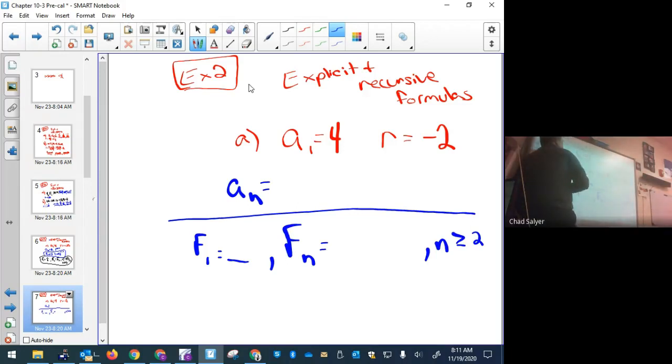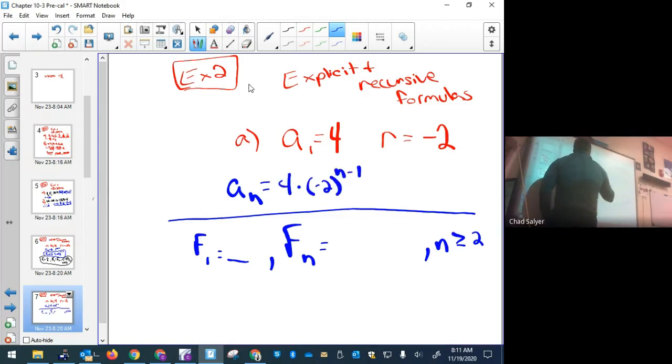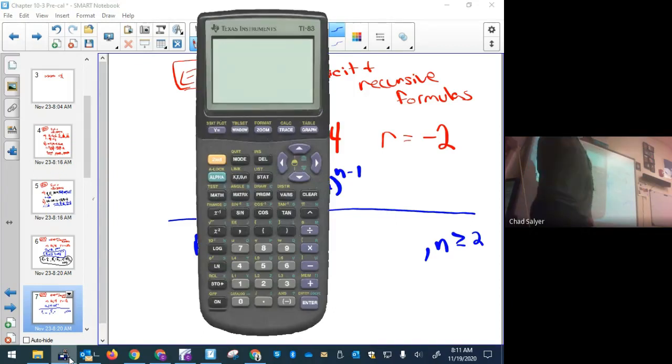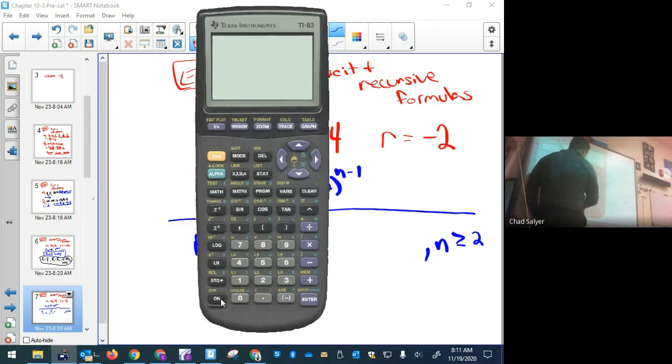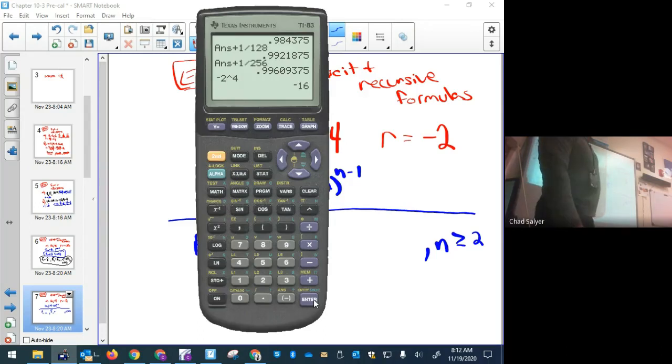Roddy, can you tell me what the explicit formula would be? It would be 4 times -2 to the n minus 1. Very good. Now, when you raise a negative base to a power, make sure you put it in parentheses, and in your calculator too. Let me demonstrate. If I want -2 to the 4th power and I just type it like this, it gives me -16, but that's not right, because -2 times -2 is +4, times -2 is -8, times -2 is +16. So you have to put this in parentheses, or it will give you the wrong sign sometimes. So be careful with that.